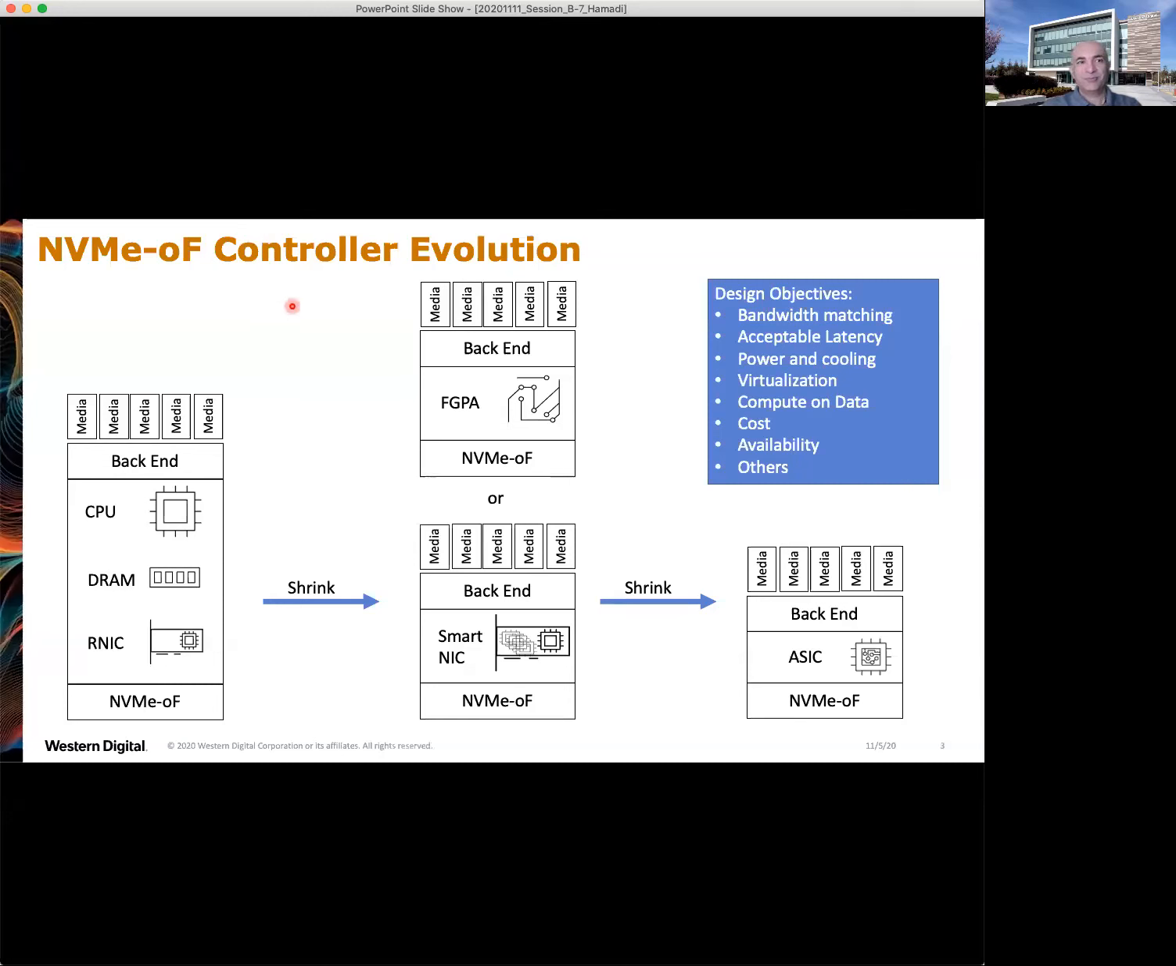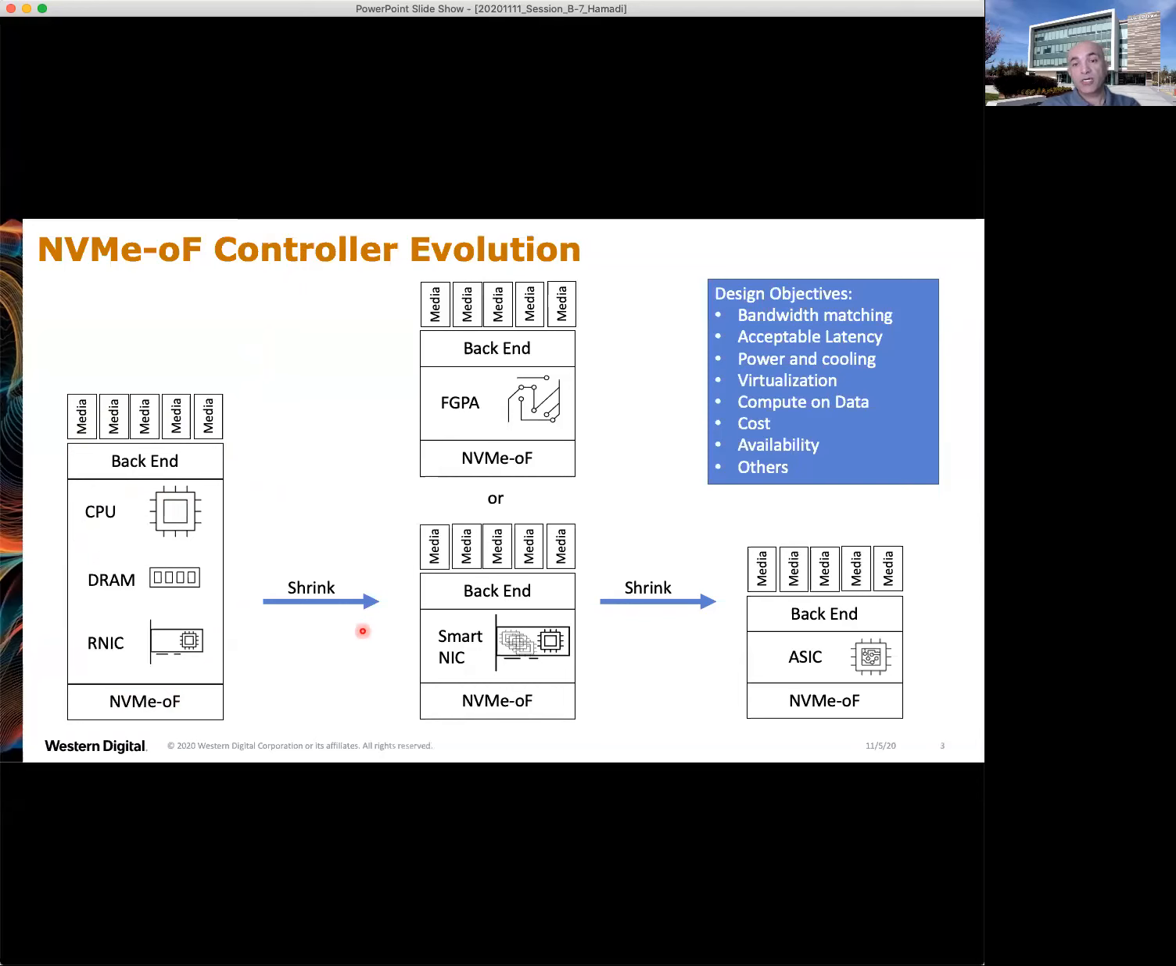All right, let's move our attention to the evolution of NVMe-oF fabrics controller. Starting from the left side of the slide, going back to the early days of NVMe-oF fabrics, some of the demos at the time used standard off-the-shelf servers with CPU, DRAM, RNICs. The first demos of NVMe-oF fabrics were NVMe over RoCE. This made a lot of sense at the time. It's good for proof of concepts. It's good for when you didn't have much of a standard and things were pretty fluid at the time.